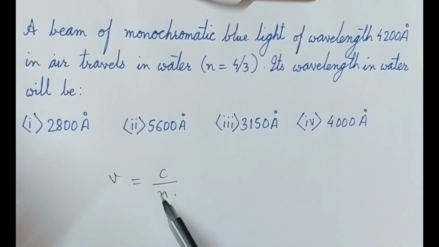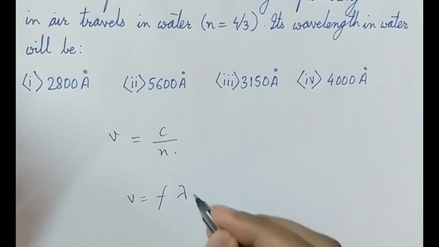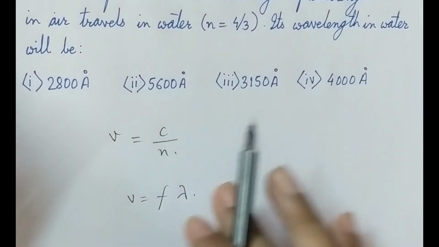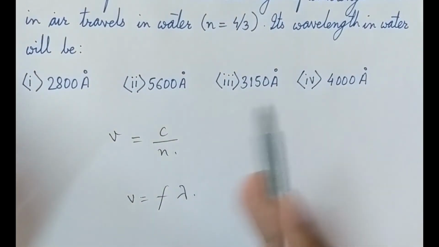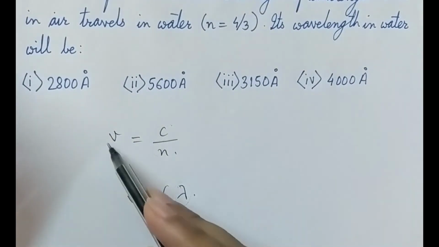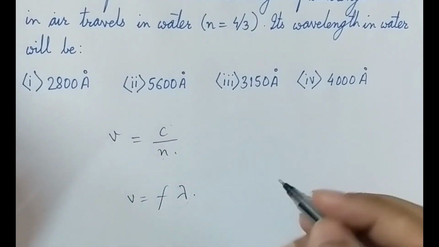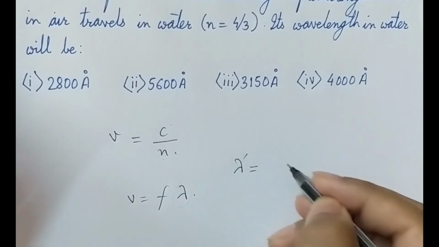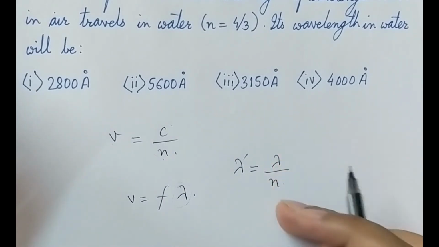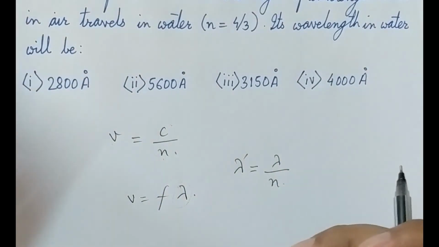Now if it is decreasing by this, one of the two things has to change. Since we know that v is equal to f lambda, either f has to change or lambda has to change. So this is the property that you should know, that the frequency does not change when moving from one medium to the other. It's the lambda that changes to accommodate for this change. So if v is becoming 1 by n, the new lambda should also become 1 by n times the original lambda. So the lambda value decreases and hence the velocity value decreases.